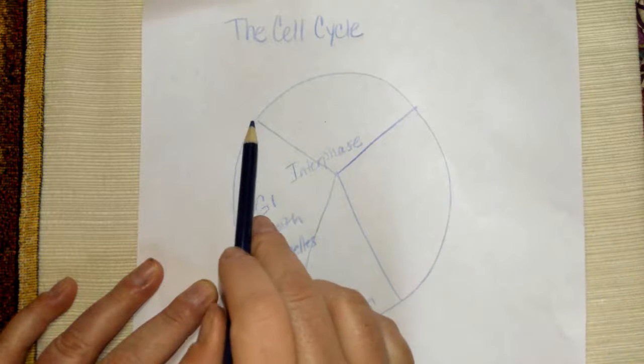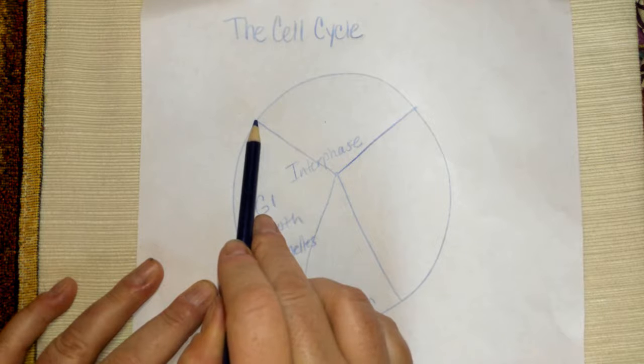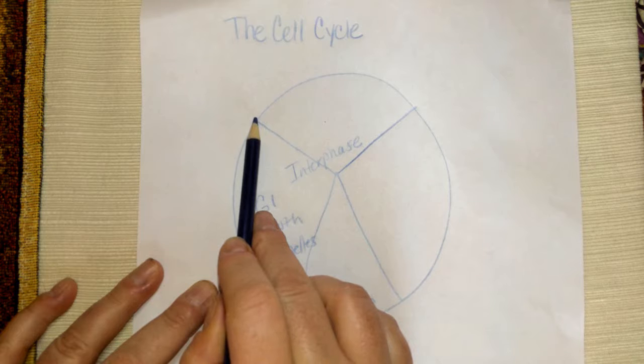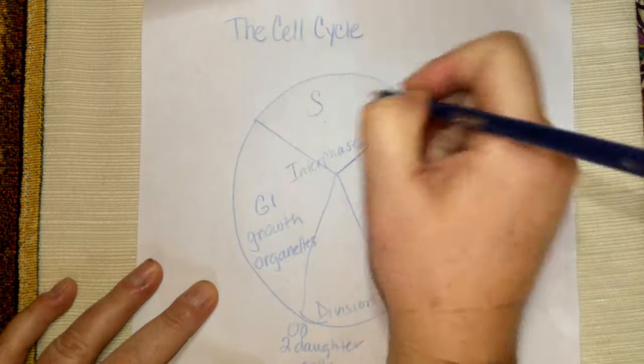At the end of G1, there's a checkpoint. And that checkpoint checks to see if enough organelles have been made and enough growth has occurred during this time. If the cell meets those requirements, it moves into the S phase.